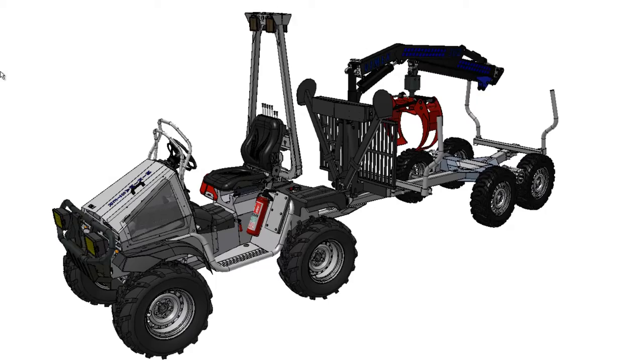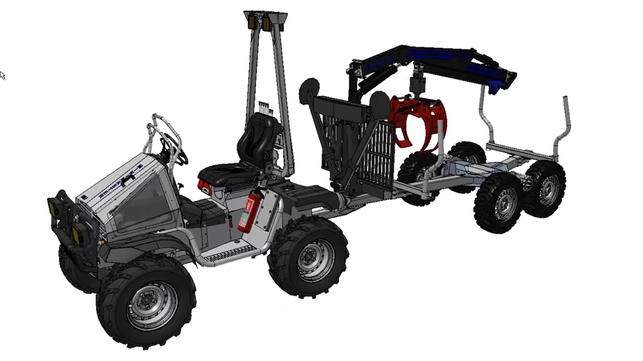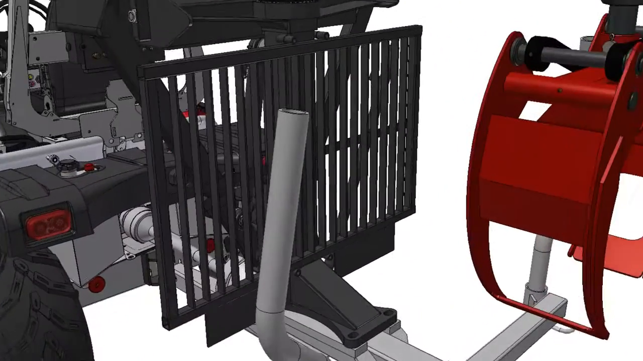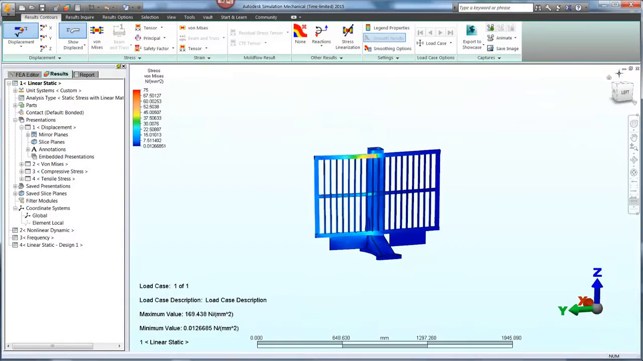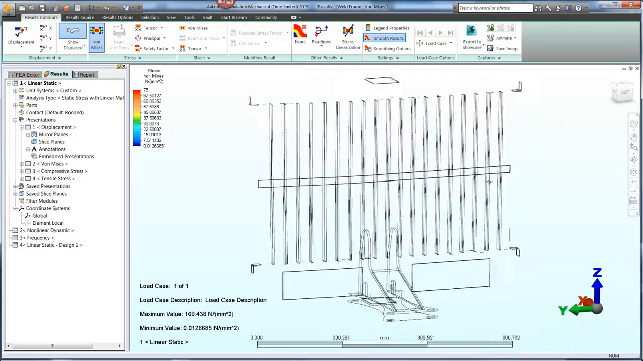Autodesk Simulation Mechanical provides the ability to analyze your design using real-world loading conditions. Here we have an example of a safety fence that is used to protect the operator of the vehicle.